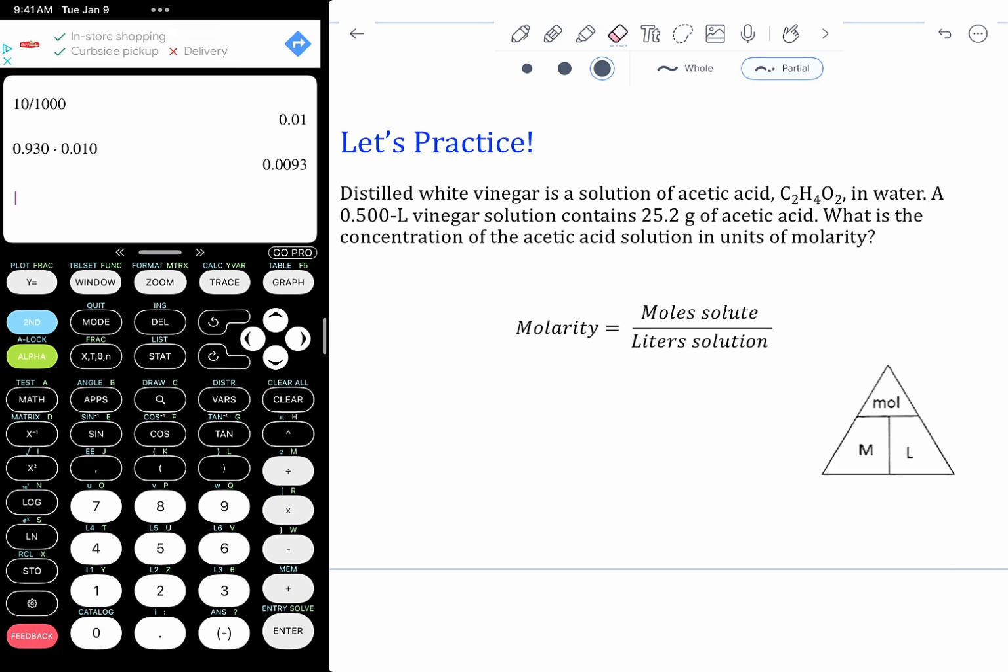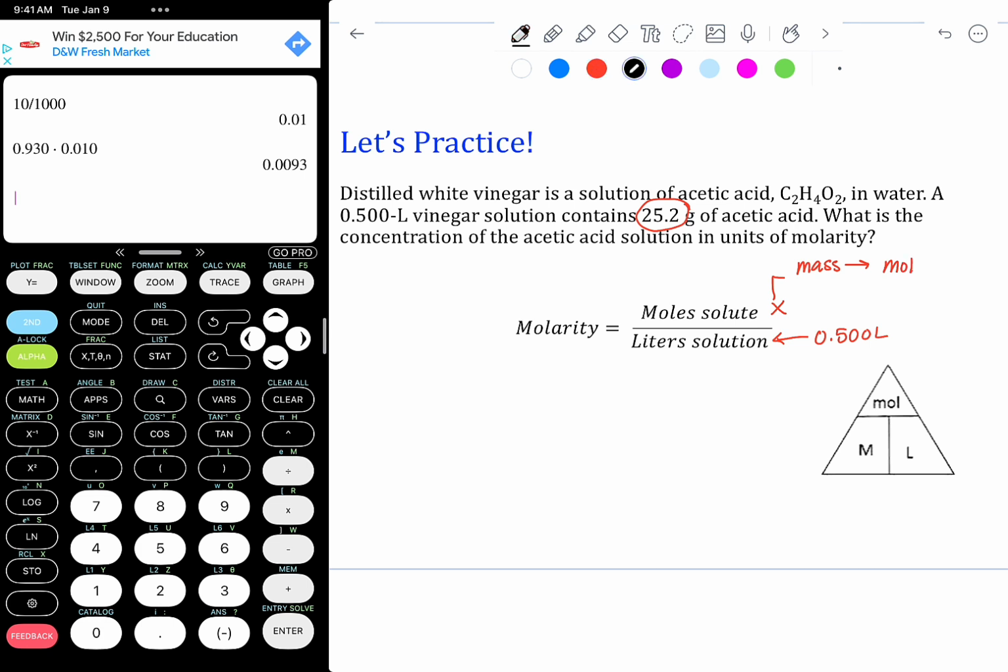Distilled white vinegar is a solution of acetic acid in water. A 0.500 liter vinegar solution contains 25.2 grams of acetic acid. What is the concentration of the acetic acid solution in units of molarity? Well, we know our volume from this problem. We, however, don't know our moles, but we do know our mass, and if we know the mass of a compound, we can find the moles. So before we can plug moles in, we need to convert from mass to moles.